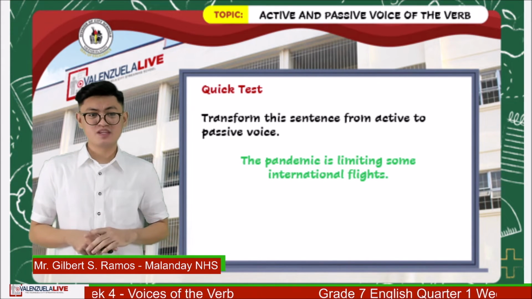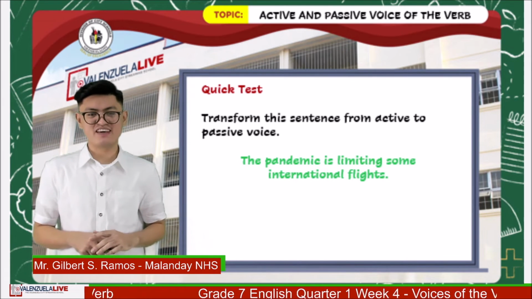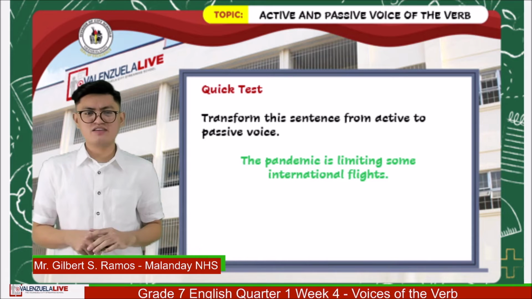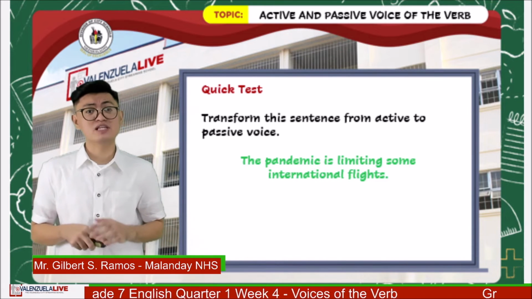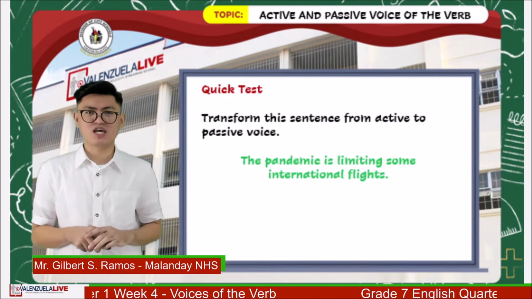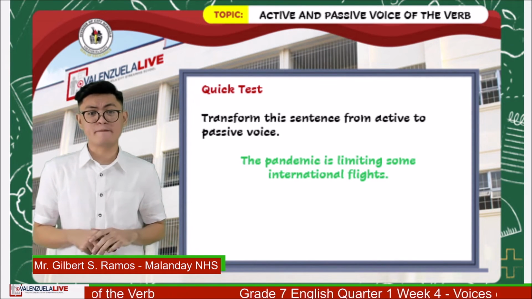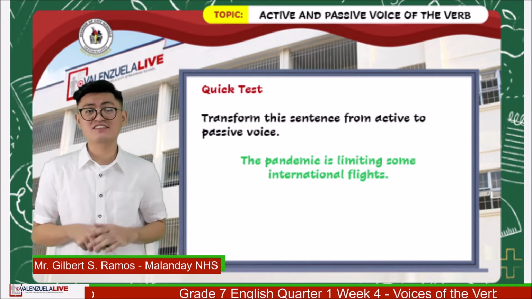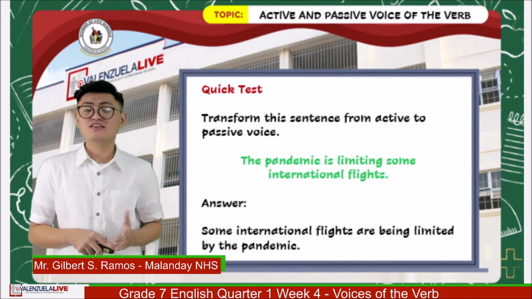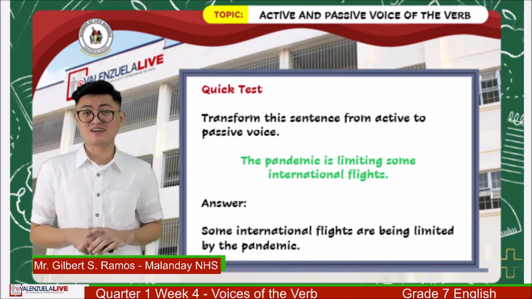Remember to get the object. In this sentence, the object is some international flights. It will now serve as the subject while we change the verb following the formula. So our sentence will be, some international flights are being limited by the pandemic.